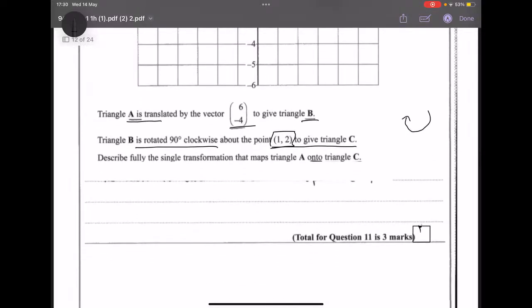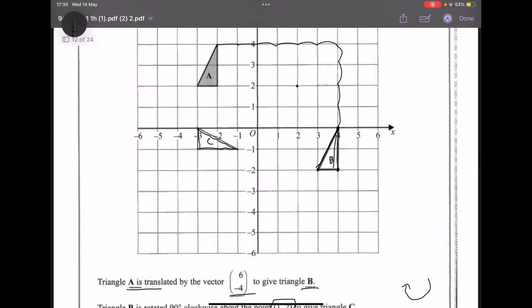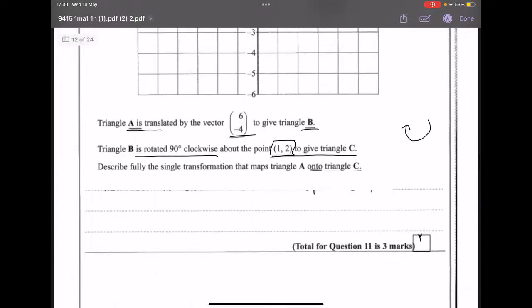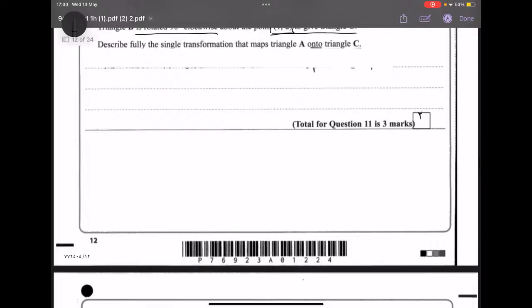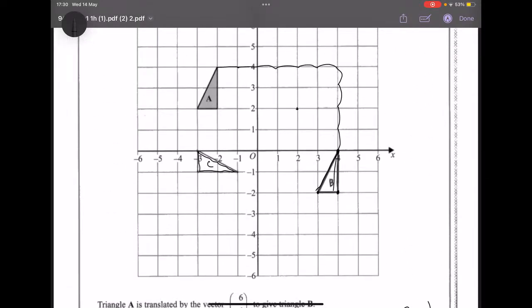Now describe fully the single transformation that maps triangle A onto triangle C. Now this question I'm doing it on an iPad, so I'm not able to work out the transformation. However, for your exam, you should be able to work it out using trial and error. You will want to place it on a point randomly like this and see if it pivots onto it. If it goes one too far to the left, you'll bring it one back to the left and keep trying over and over again.